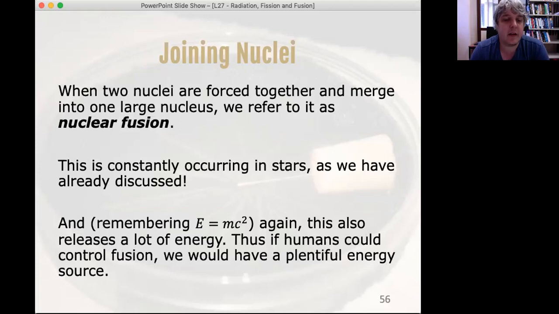And again, using E equals mc squared, this can also release a lot of energy. If the 2 atoms are smaller and they create a bigger atom, bigger nucleus with less mass per nucleon, then it can release a bunch of energy again, right? We can lose some mass, gain some energy.